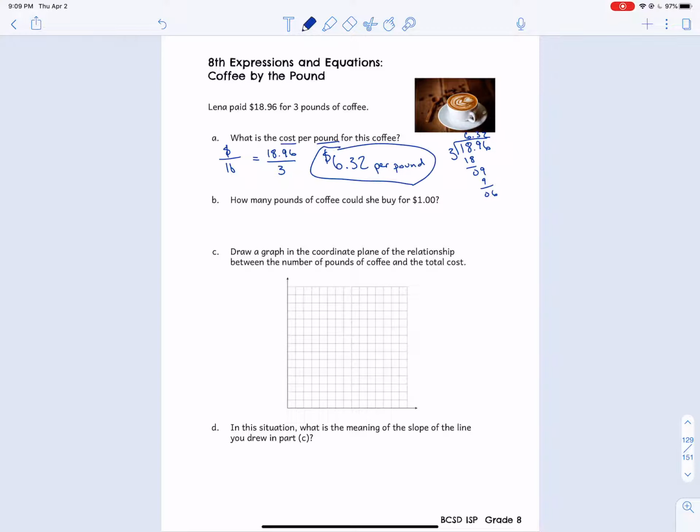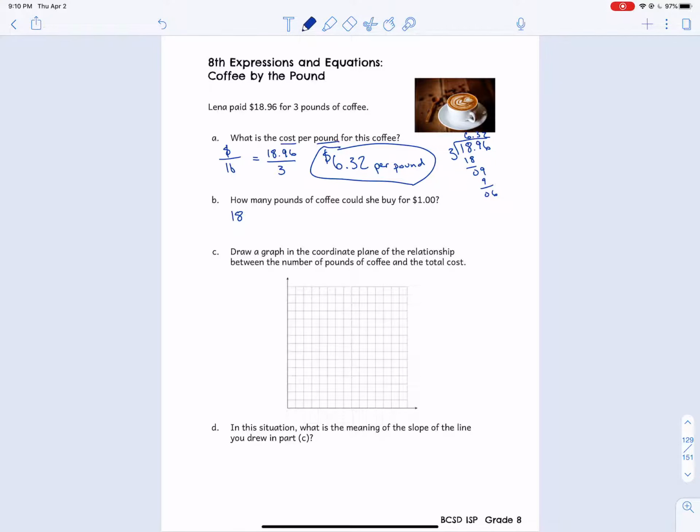Okay. B asks, how many pounds of coffee could she buy for $1? How many pounds could she buy for $1? So could she buy an entire pound? No. About 1/6 of a pound, right? So let's see if we can figure this out exactly. I'm going to go back to 7th grade proportions and use a proportion equation to do this.